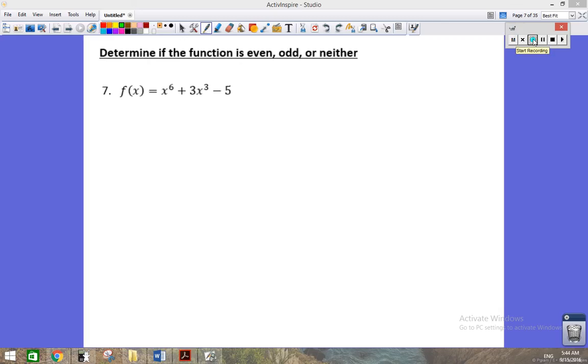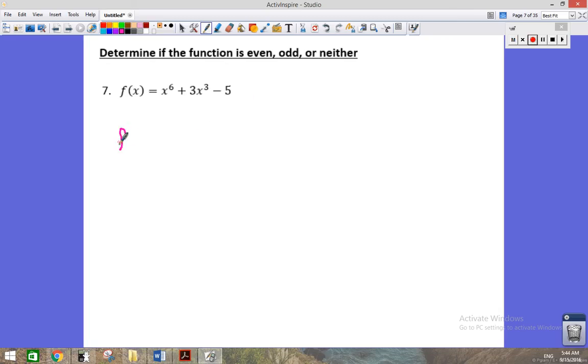All right, let's take a look at this problem number 7. Try and determine whether this is an even, odd, or neither. We don't have the graph, but we do have an equation. So whenever we have the equation, we want to evaluate this function at the opposite of x. But first, take a moment to just think about what this function does to the input.